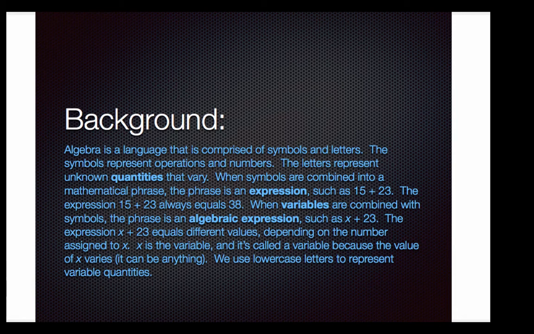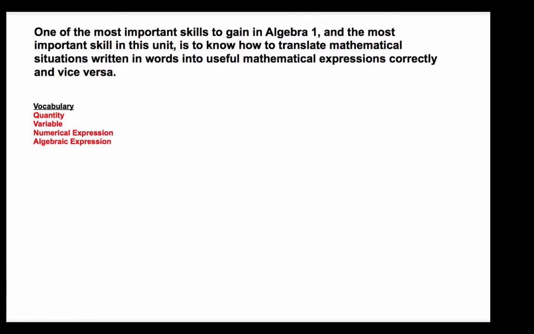When the variables are combined with symbols, the phrase is an algebraic expression, such as x plus 23. The expression x plus 23 equals different values depending on the number assigned to x. X is the variable. It's called a variable because the value of x varies. It can be anything. We use lowercase letters to represent variable quantities. One of the most important skills to gain in Algebra 1, and the most important skill in this entire unit, is to know how to translate mathematical situations written in words into useful mathematical expressions correctly, and vice versa. We have to be able to go from expressions to words also.